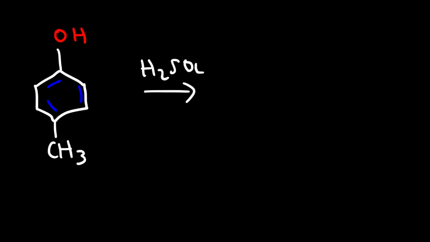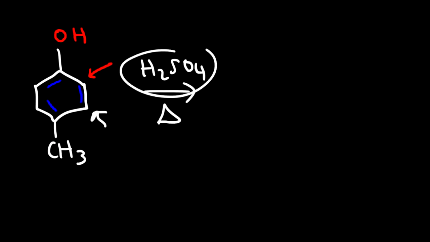So let's say we have a hydroxyl group and a methyl group that are para with respect to each other. And this time, let's react it with concentrated sulfuric acid with heat. Now, the OH group is an ortho-para director. So it wants the sulfuric acid to go in the ortho position or in a para position, which is occupied. And the methyl group is also an ortho-para director.